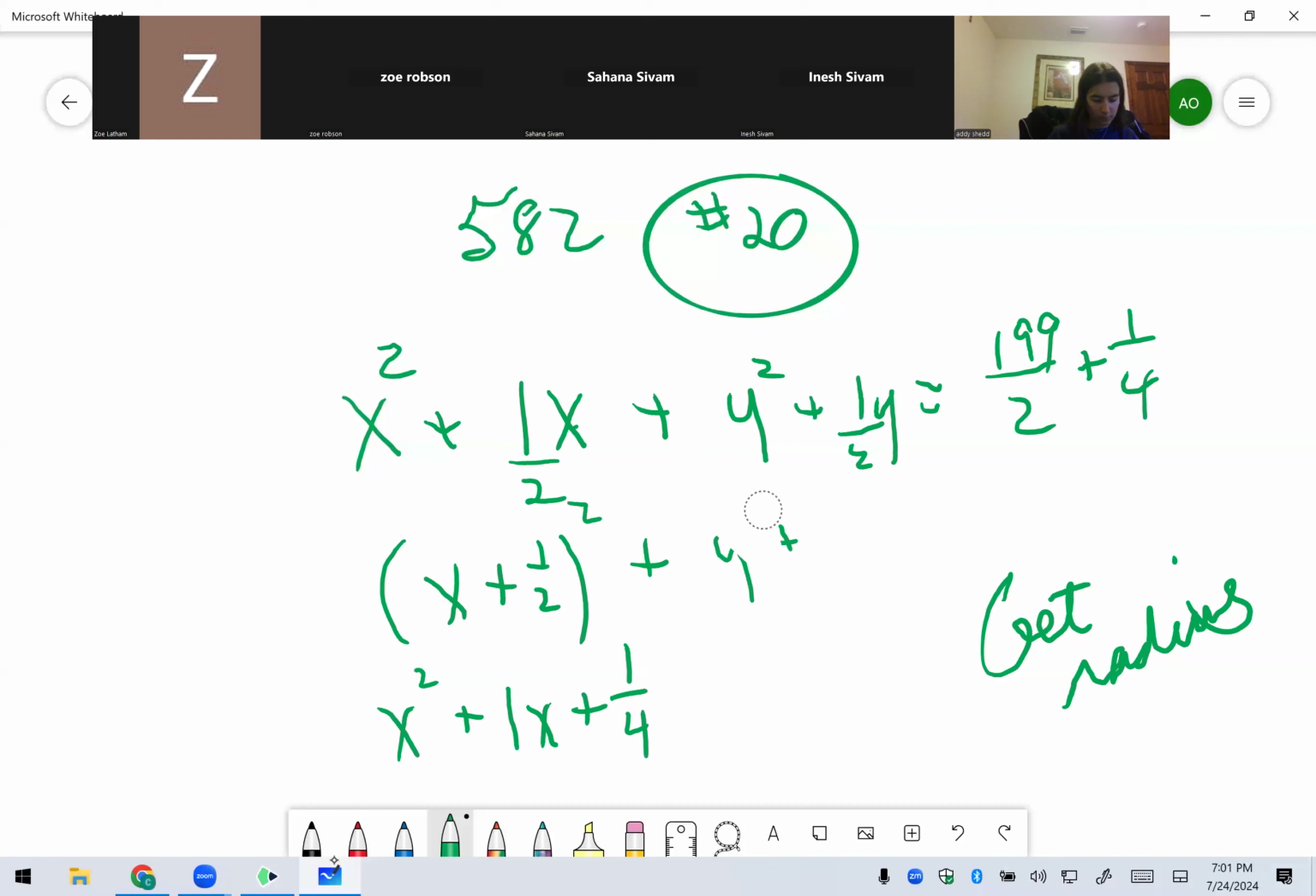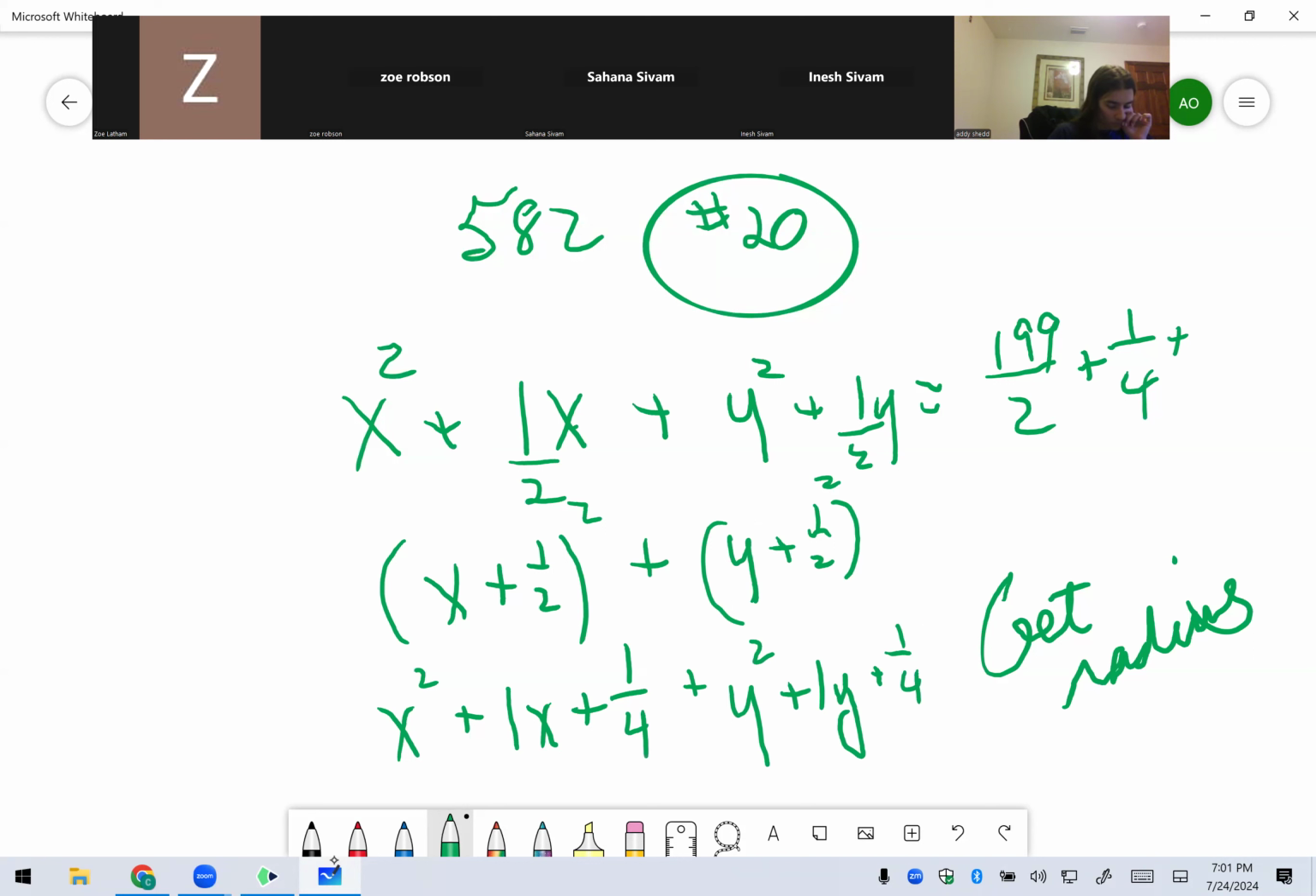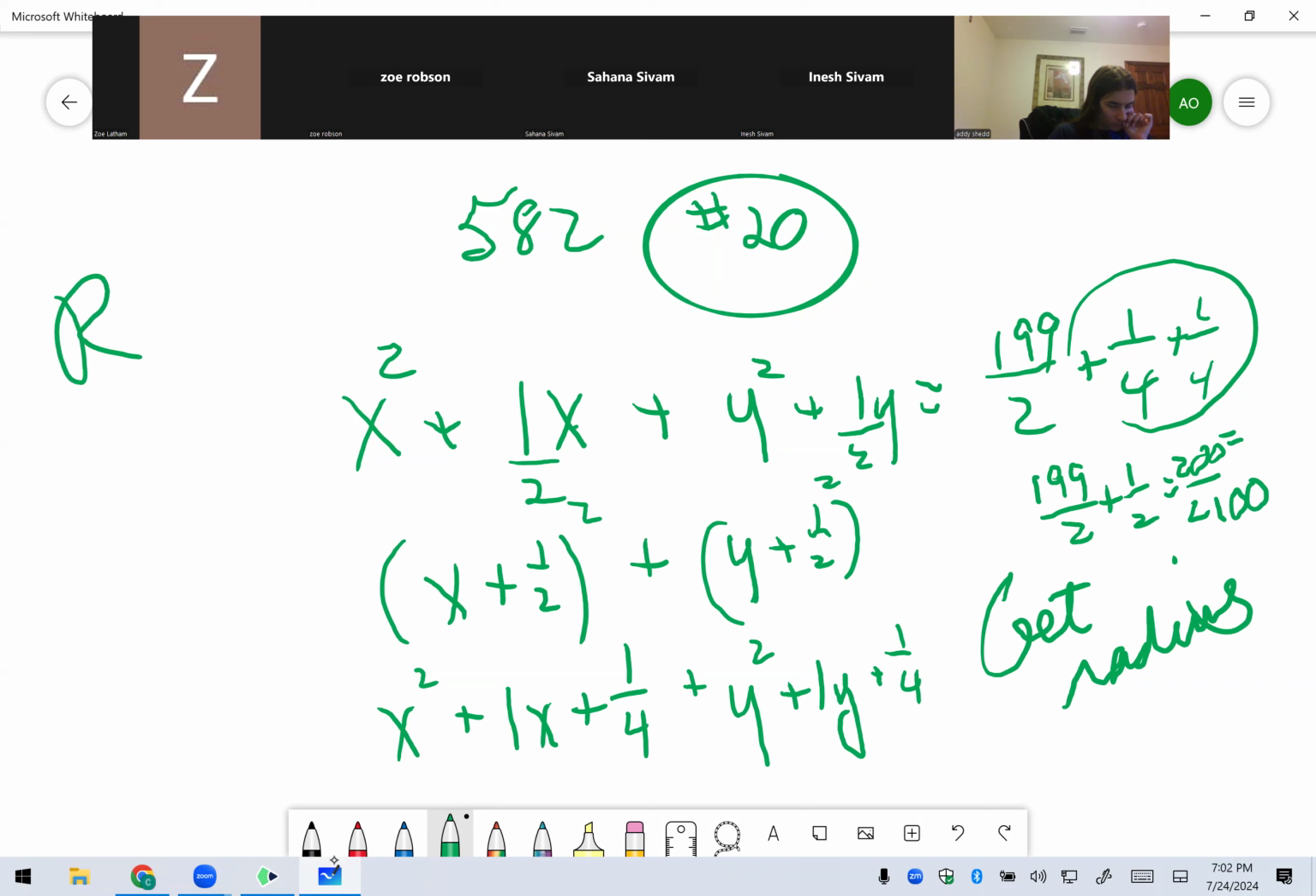For this one, to complete the square, I'd have to divide this by 2. So this would be y plus 1/2, squared, which is y squared plus 1y plus 1/4 again, because 1/2 times 1/2. So I'd have to add another 4th. A 4th and a 4th equal a half. And so that's 200 over 2, which is a nice number, 100, but that's r squared, remember. The radius would just be 10.